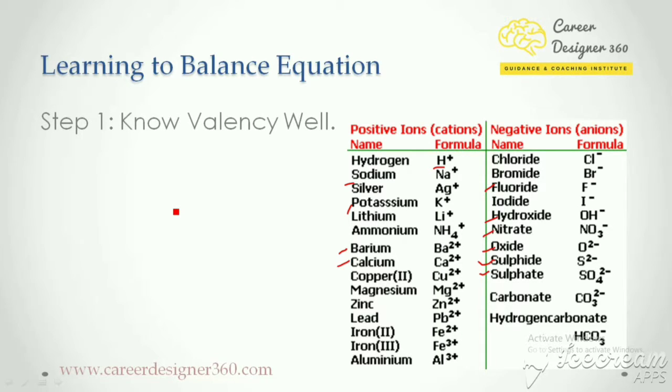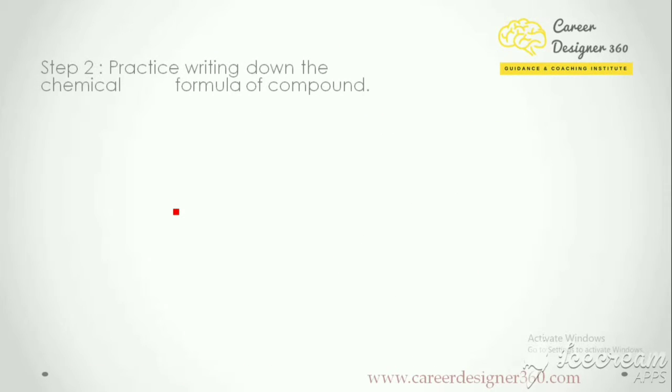Now, once you know the valencies well, your second step will be practicing to write down the chemical formula of various compounds. For example, let us take magnesium oxide. For magnesium oxide, magnesium can be represented by Mg, its valency is 2+. Oxide or oxygen can be represented by O, and its valency is 2-.